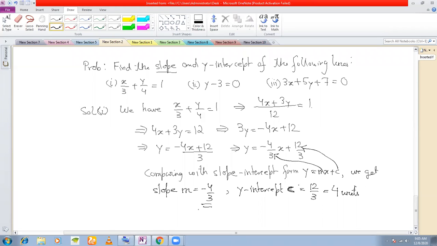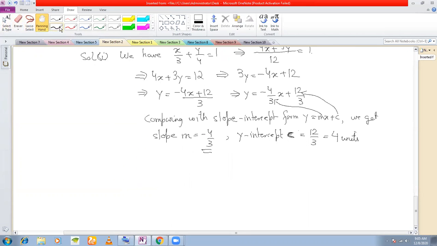Now remember this technique, because in most of the conversions we will be required to write the equation of the straight line in this form in order to find out the slope. We don't normally require the y-intercept. In 99% of the questions that you will come across, you will have to write the equation in this form in order to find out the slope of the straight line.